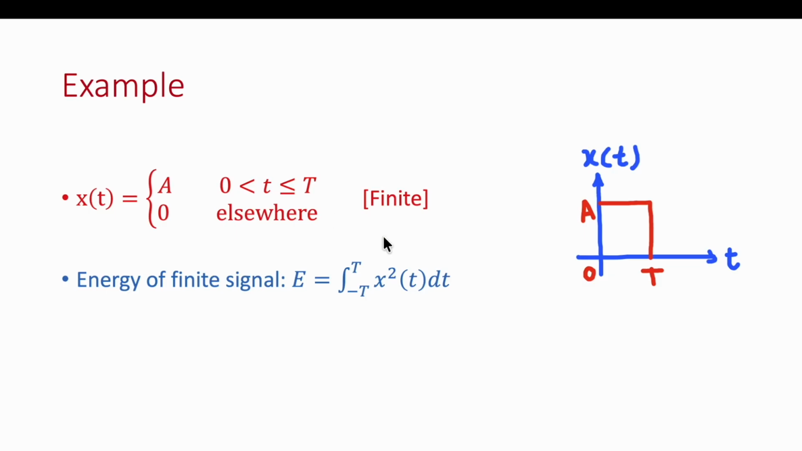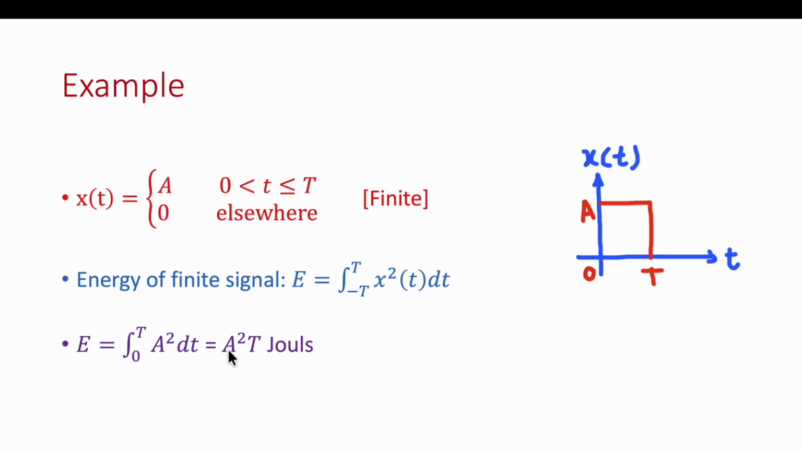As we know that the signal is of finite duration, we can use the equation E is equal to the integral from minus T to T of the square of the input signal. The input signal is A, so we integrate A squared. The signal is nonzero only from 0 to T, and everywhere else it is 0, and the integral of 0 is always 0. So you don't need to consider from minus T. You can consider the limits from 0 to T of A squared dt.